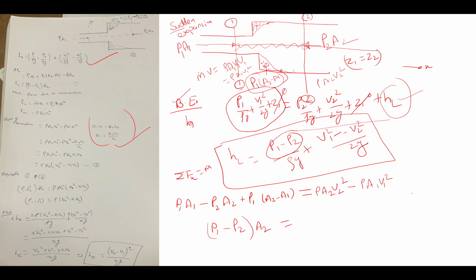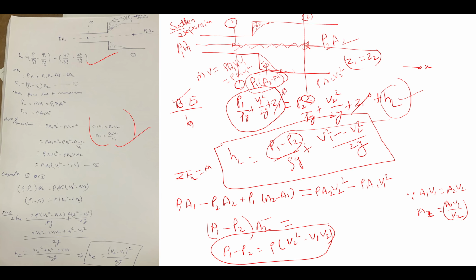Is equal to, here you can also replace A1 V1 equal to A2 V2. So A1 is equal to, because you want to keep A2 because it will cancel. So A1 V1 divided by, so you will put here, so finally you will get P1 and P2 is equal to rho V2 square, V1 V2. So you will get this finally, and this thing you put in this equation.